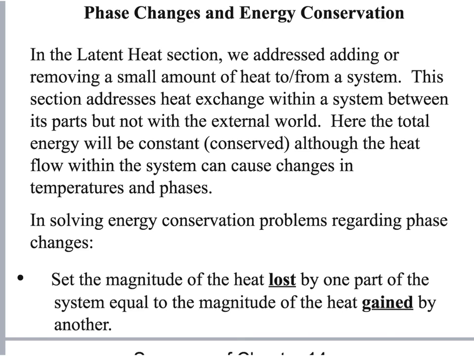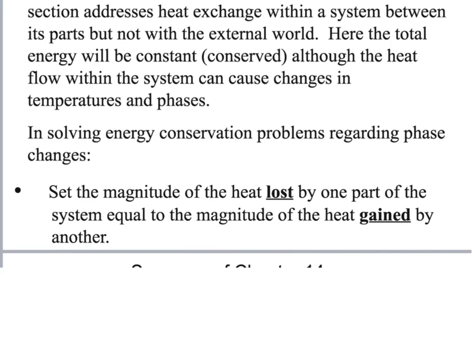So in the latent heat section, we addressed adding or removing a small amount of heat to or from a system. This section addresses heat exchange within the system between its parts, but not with the external world, which we're ignoring. And we'll see that the total energy is going to be constant or conserved, although the heat flows within the system can cause changes in temperature and changes in phases. So in solving conservation problems, you would set the heat lost by one part equal to the magnitude of the heat gained by another.